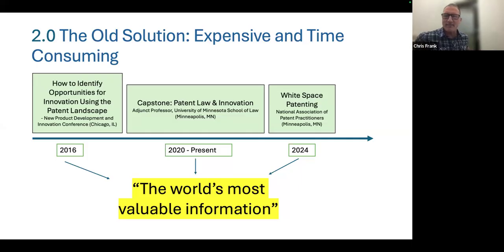The message that I try to give everyone is the patent database is the world's most valuable database. It has the world's most valuable information in it. We can't afford not to understand what's going on out there.